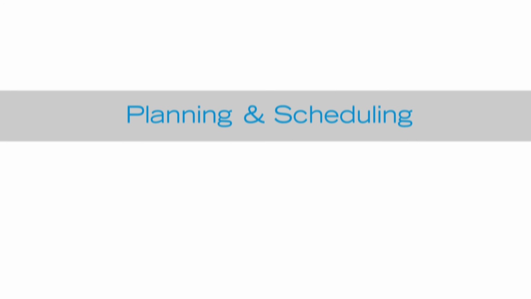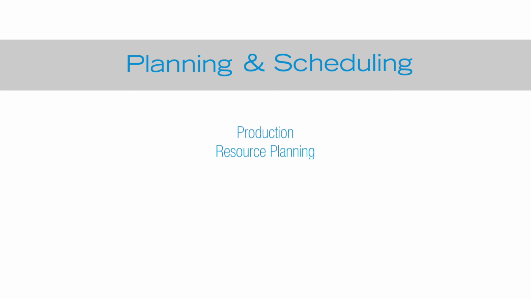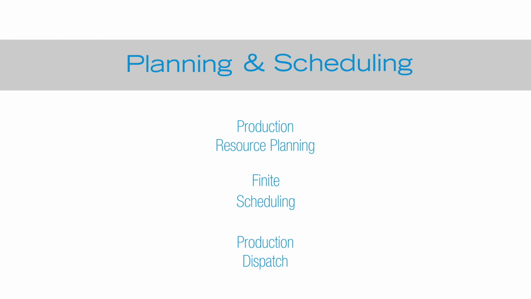Planning and scheduling is a critical component of the Plex manufacturing cloud, linking your dynamic production resource plan with finite scheduling and production dispatch to suit many different planning scenarios.